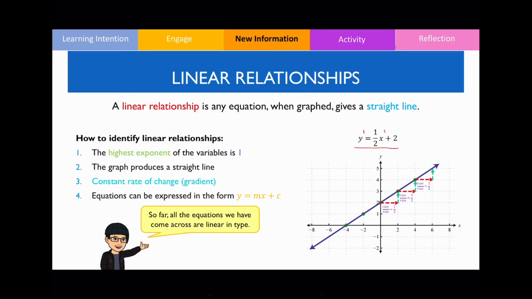And lastly, we could tell something is a linear equation if it can be represented or rearranged in the form of y equals mx plus c. Okay, so these are the main features for us to identify whether something has a linear relationship.